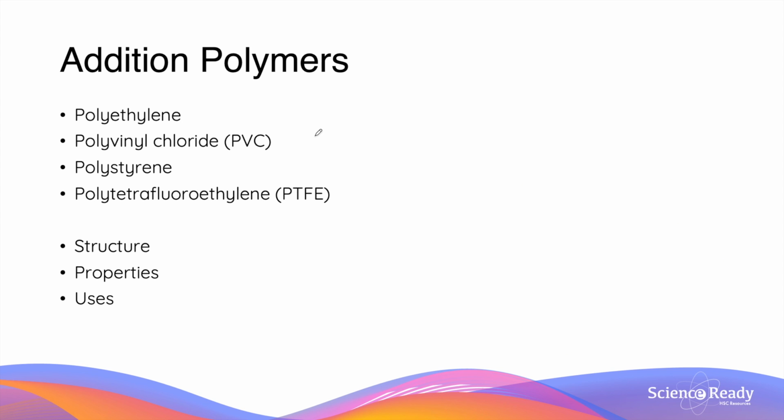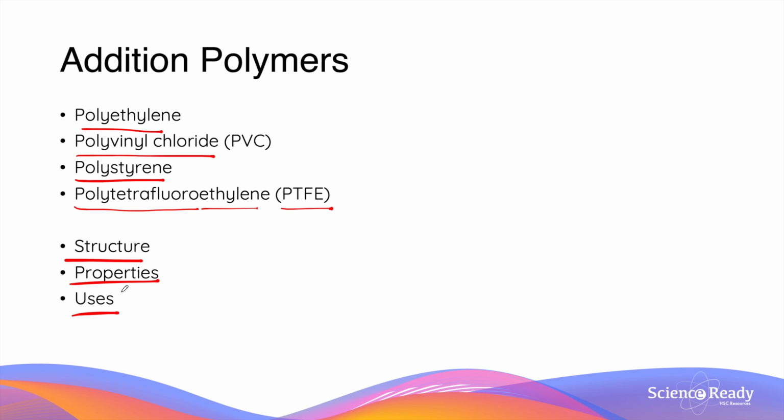In the HSC chemistry syllabus, there are 4 addition polymers you need to know: polyethylene, polyvinyl chloride, short for PVC, polystyrene, and polytetrafluoroethylene, short for PTFE. For each polymer, we'll discuss the structure, properties, and uses.